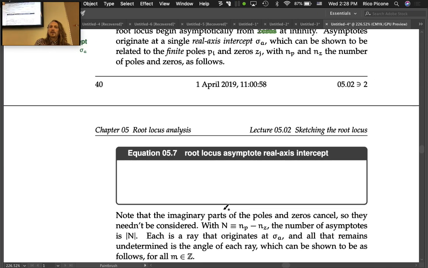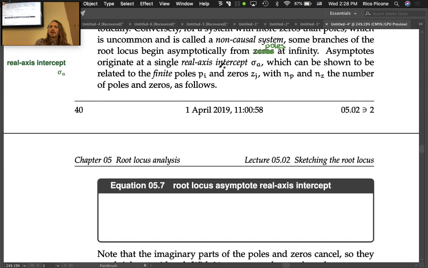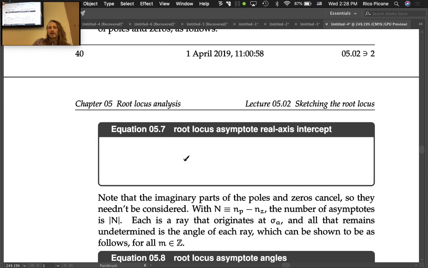I'm going to give you an equation for sigma A, for the real axis intercept. So sigma A is equal to, it's sort of like an average, so it's a big fraction. The sum over i of p_i, of all the poles, minus the sum over j of all the zeros, divided by the number of poles minus the number of zeros.